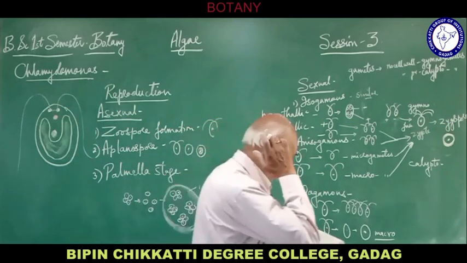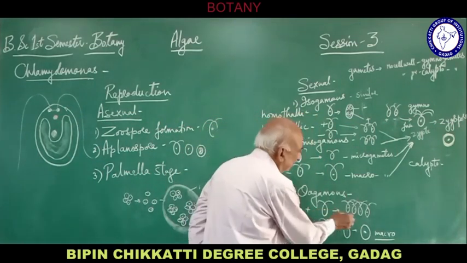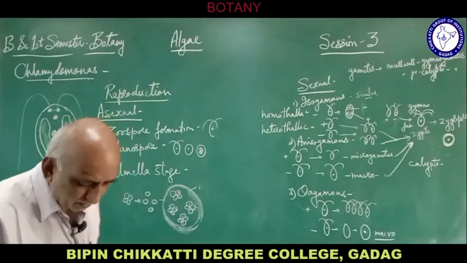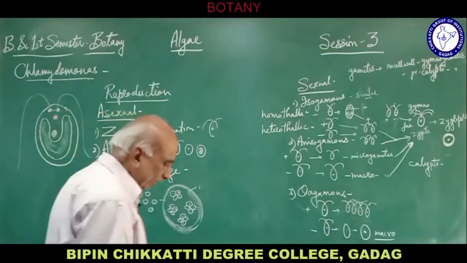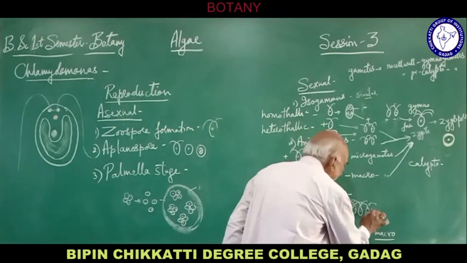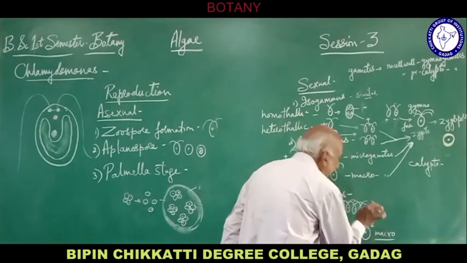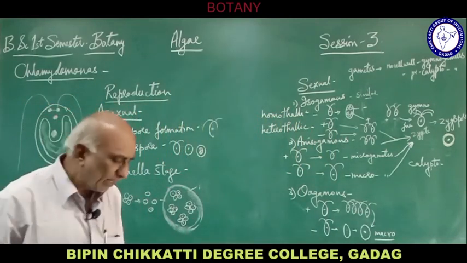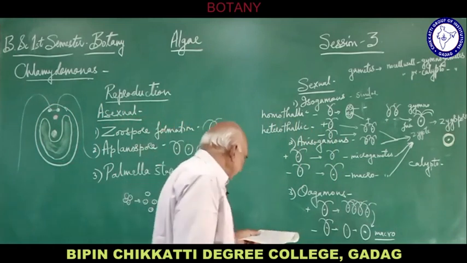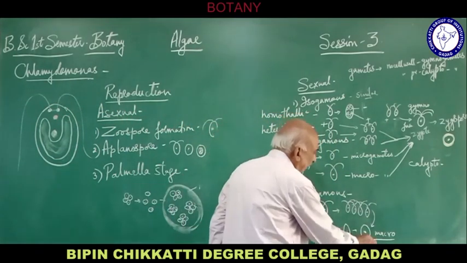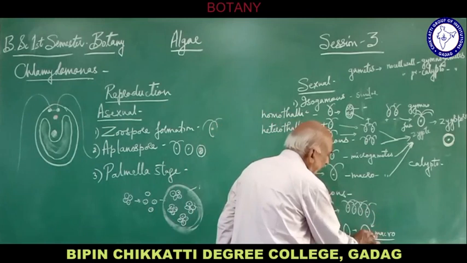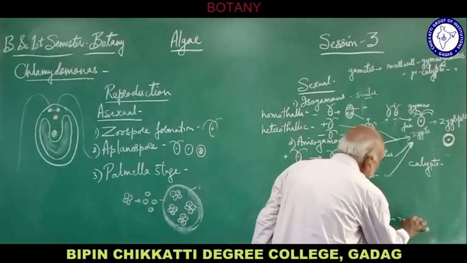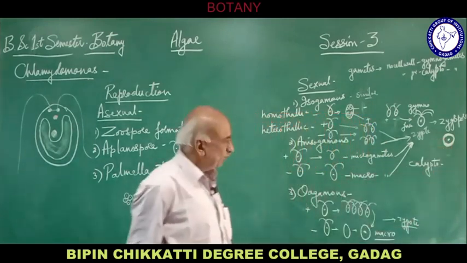and then this male will produce about 16 or sometimes 32 microgametes, and these microgametes are released into the water, and usually they will move towards the macrogamete. The macrogamete does not move. It is non-motile. So these will move towards the macrogamete, and then they will form the zygote by fusion, and then the zygote develops into the zygospore.